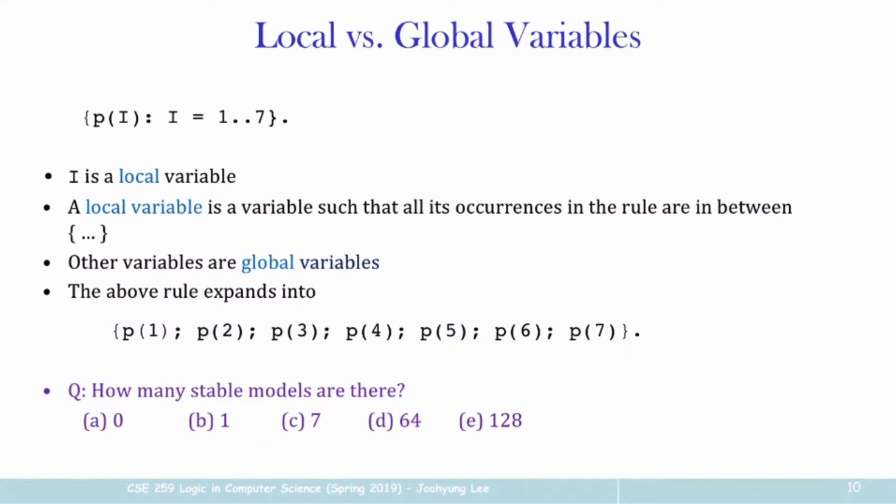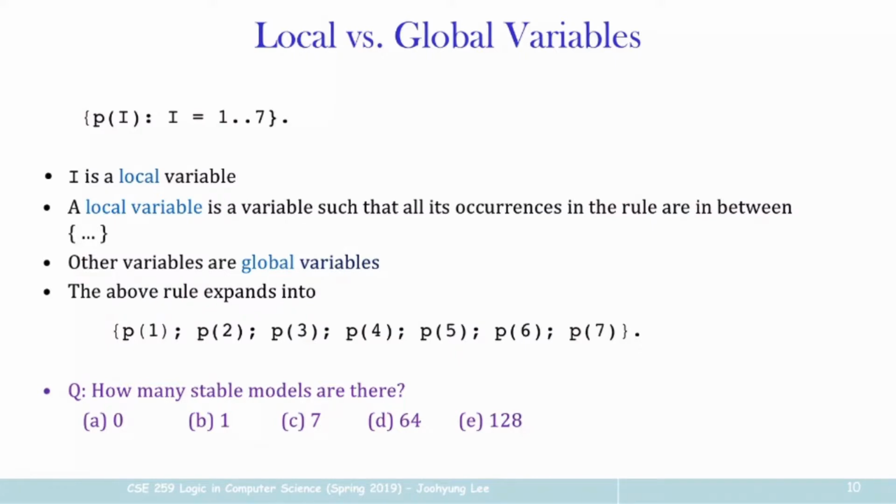Okay, so let's open now. So the majority chose E, 128, because it's 2 to the power of 7. I don't understand why people chose C and D, okay? So if you chose C and D, think again. This is choice, and I just told you each of the atoms have 2 choices.